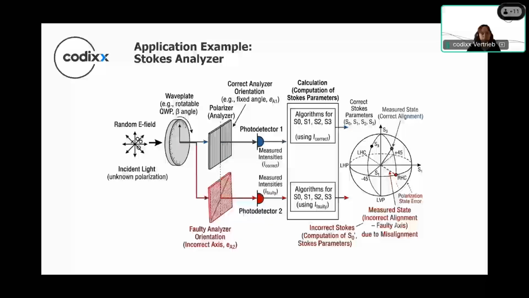The systematic error manifests as a rotation of the measured state of polarization around the S3 axis for linear errors. So this is a simple but important point: the software calculates based on an optical setup it assumes, but if the reference angle is wrong, the output can be wrong in a system.